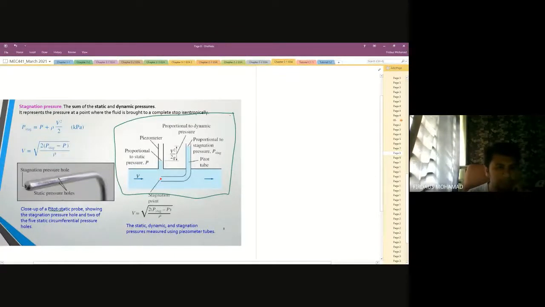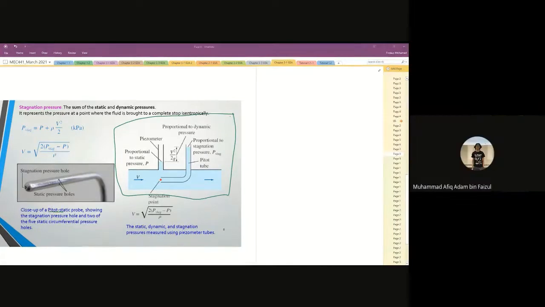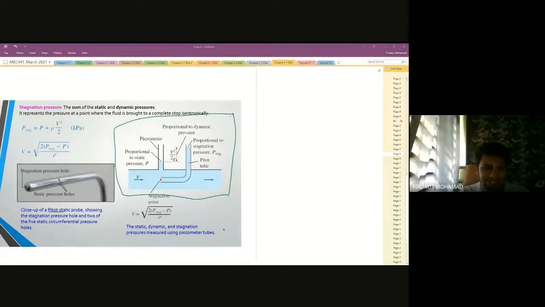Pitot tube pernah nampak tak kat mana-mana? Pernah nampak? Macam tak. Macam tak pernah. Awak tak perasan. Sekejap saya tunjuk gambar kat mana dia selalu nampak.